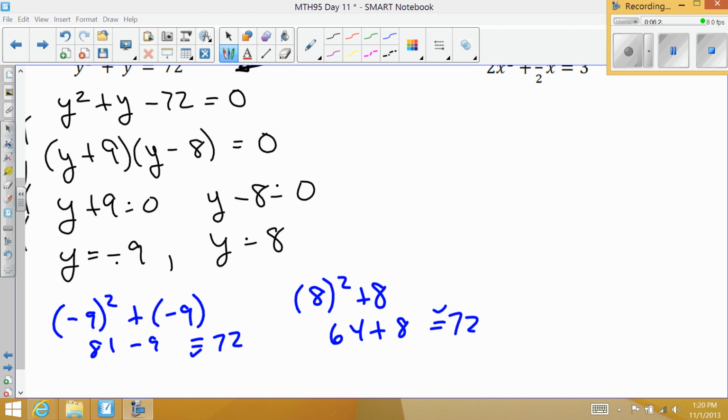So do we get the same result? First I brought the 72 over to set the polynomial equal to 0. I got it to factor to y plus 9, y subtract 8. Set each of those individual factors to 0 and got my solutions: y equals negative 9 and y equals 8. And then I did a check. Negative 9 squared plus negative 9 is 81 subtract 9, which is 72. And then 8 squared plus 8 is 64 plus 8, which also gives me 72.